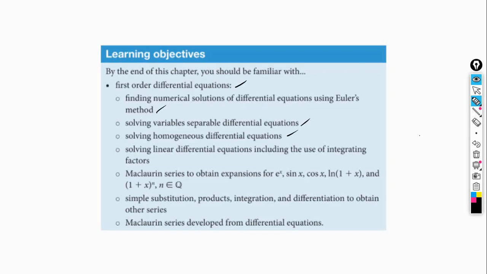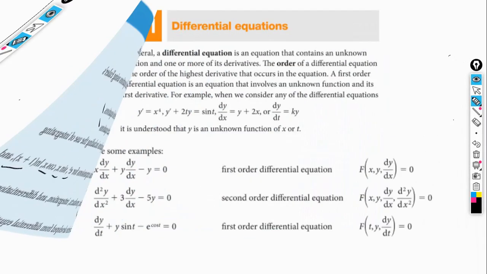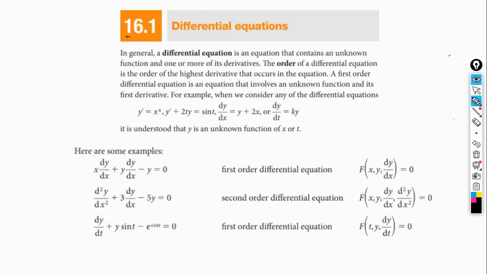of integrating factors, Maclaurin series to obtain expansions for e to the x, sine of x, cosine of x, natural logarithm of 1 plus x, and 1 plus x to the power of n, where n is a rational number. Simple substitution, products, integration, and differentiation to obtain other series. Maclaurin series developed from differential equations. So let's begin with section 16.1, differential equations.